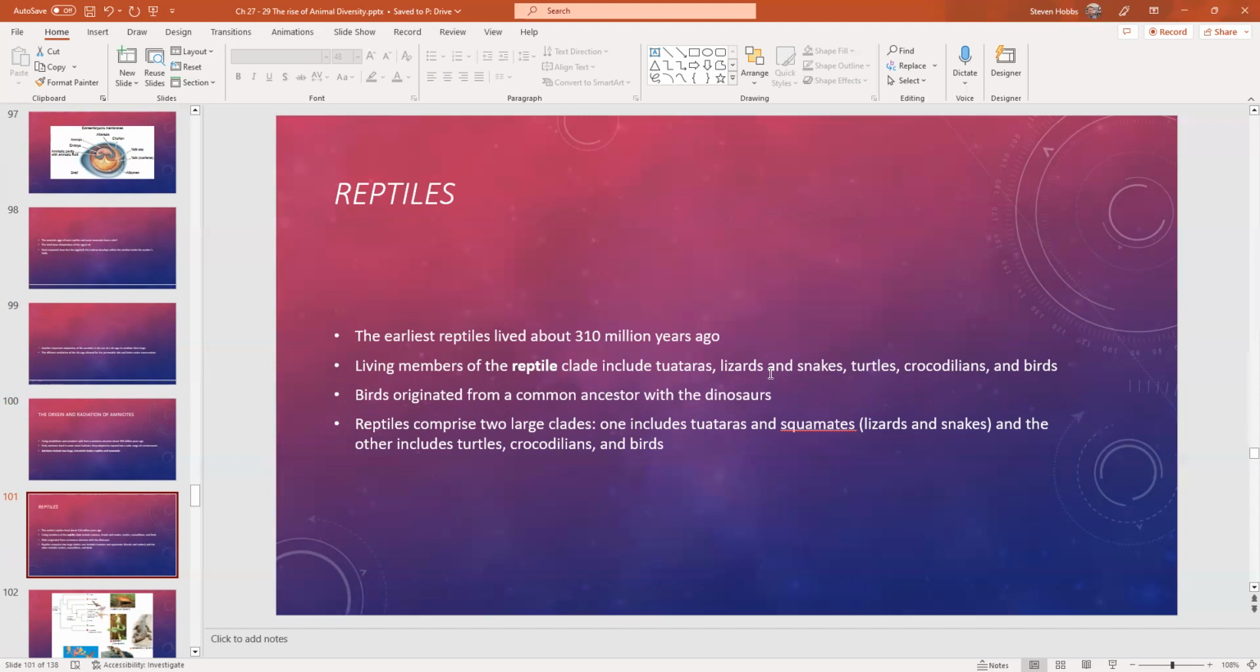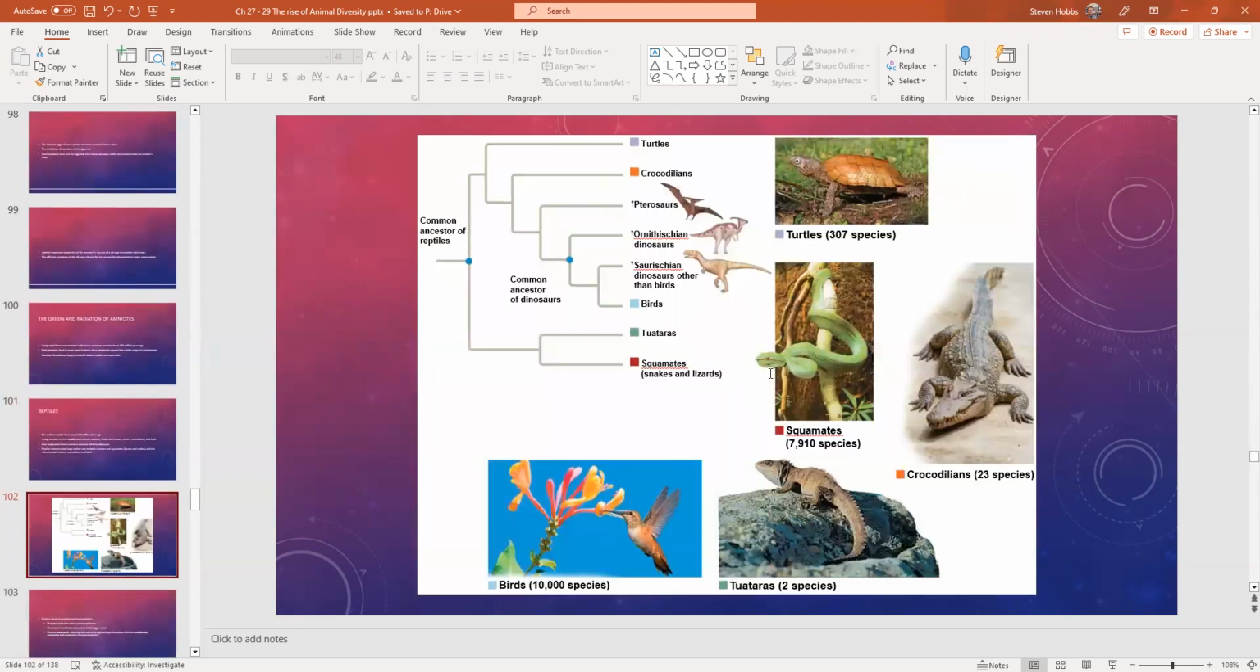Birds originated from a common ancestor with the dinosaurs. Reptiles comprise 2 large clades, the tuatarans and the squamates. The others are smaller in size, the turtles, crocodiles, and the birds. Now, the ornithischians, the pterosaurs, and the saurischians are all extinct. Pterosaurs, or pterodactyls, were not dinosaurs. They branched off earlier than that. They were just flying reptiles.